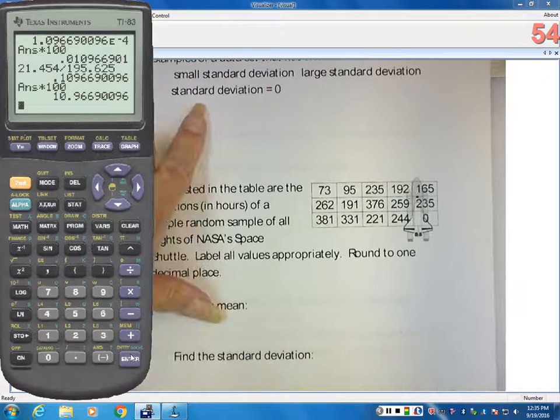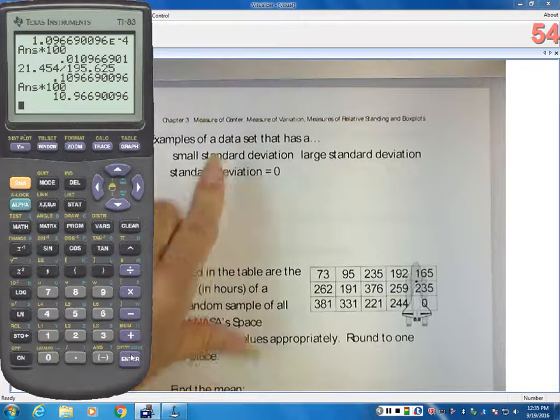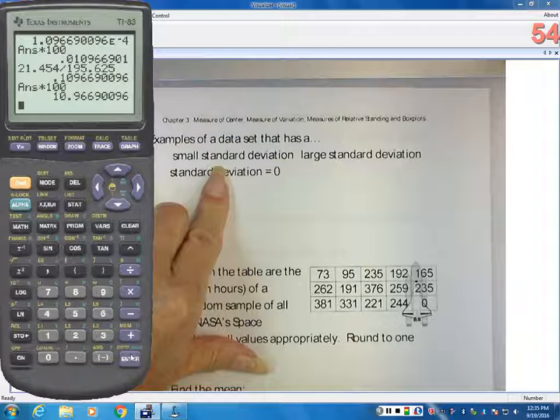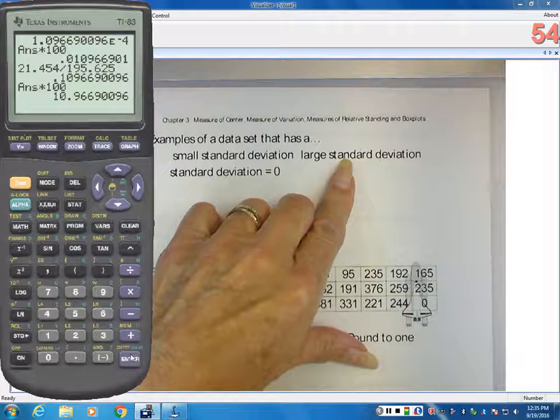What does it require for a standard deviation to be 0? What do your data values have to look like? They would have to all be the same. Okay? Because last time I did have you give me examples of a small standard deviation and a large standard deviation in a data set.